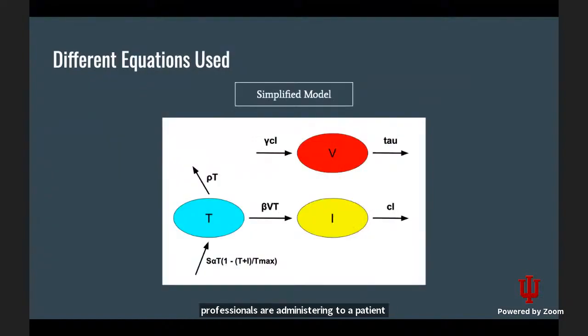And these are just some of the original simplified models that we'll go into a bit more when we have the application up. But this is the original model that we worked with, which is simply the T, I, V populations, with a birth and death rate of healthy T cells, and also a rate of transition from T to infected T cells, and then the eventual death rate of those infected cells. Along with that, we have the birth and death of the viral load.